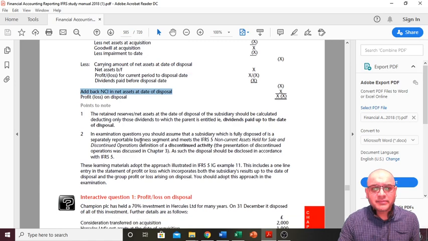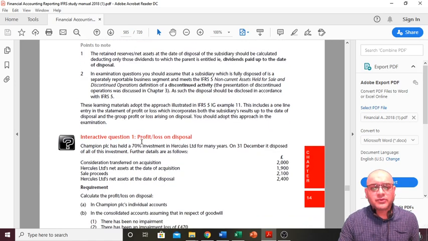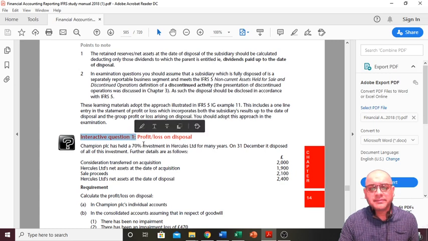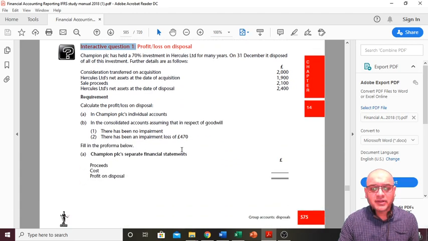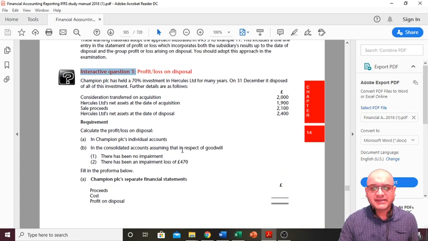The question we will be looking at is interactive question 1, called profit or loss on disposal, and the page number where you can find it is page 575. So let's read through the question information first and then we will solve it together.